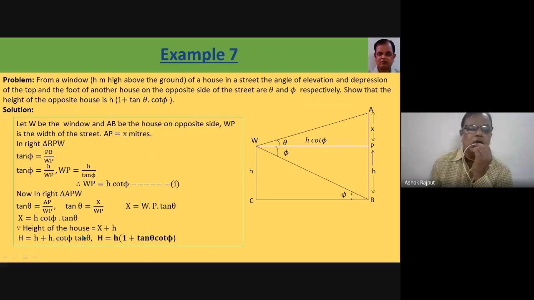Then height of the house is x plus h or h plus x. H we can write first, so we have written h plus h cot phi tan theta. H we have taken common. The H equal to small h into 1 plus tan theta into cot phi. Now we are going to the next.